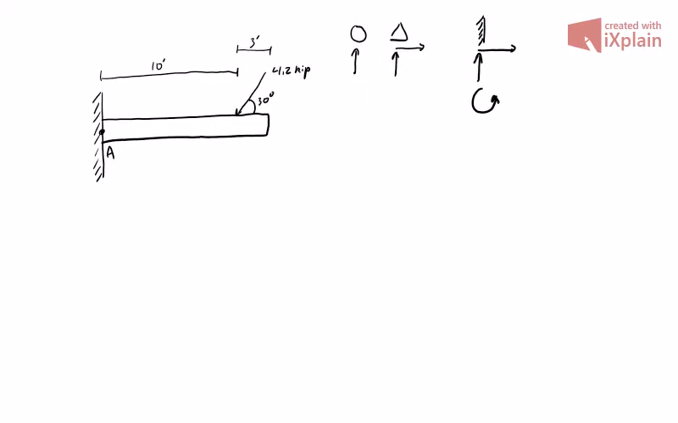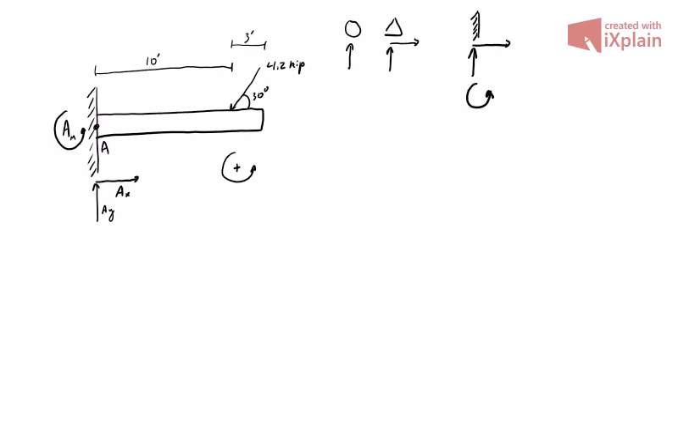All right, so at our point A, we have our y component, we have our x component, and then we have our moment at point A for support. We know we're going to need to do a sum of the moments equation. So let's define positive rotation as the counterclockwise direction before we even get started.